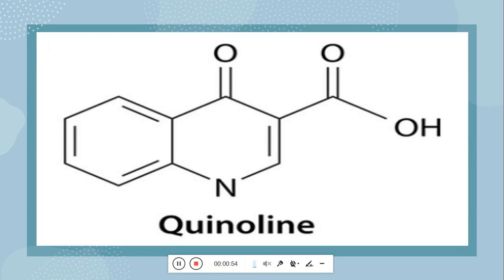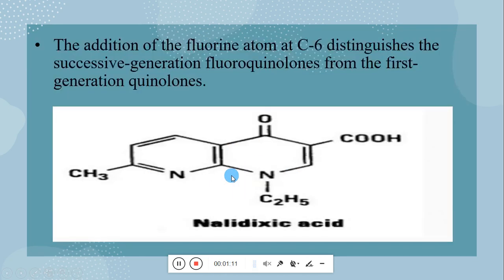Here we have the structure of quinolones. It has a double ring structure composed of a benzene and a pyridine ring that are fused together. The benzene ring contains 6 carbon atoms, while the pyridine ring contains 5 carbon atoms and a nitrogen atom. Here we can see the structure of nalidixic acid. The carbon atom is replaced with the nitrogen atom, and these side chains are added, thus making the structure of nalidixic acid. Then a fluorine group was later added at the 6th position, at carbon 6.